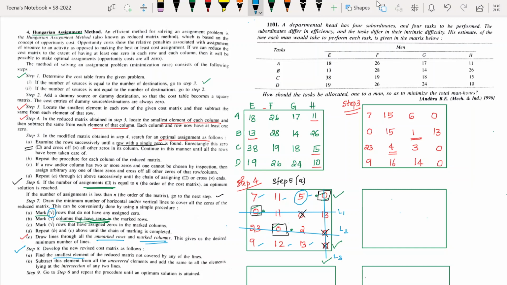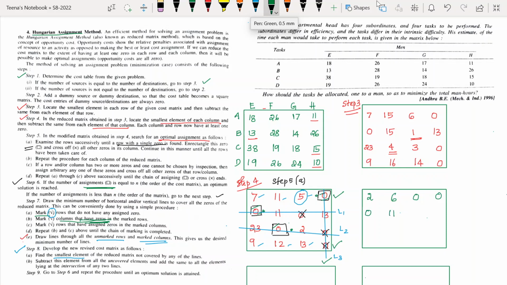In the next stage we are going to subtract this 5 from all the uncovered elements. The covered elements remain the same, but the junction elements will be added with this small number. So let us modify this matrix. First element is 7. 7 minus 5 is 2. Second element is 11. 11 minus 5 is 6. Third element is 5. 5 minus 5 is 0. Then the last element 0 is covered by the straight line, so it has no change. Then for the second row, the first element is covered by the line.